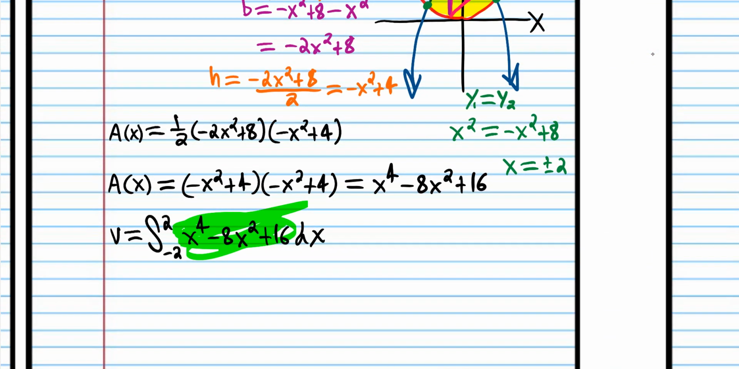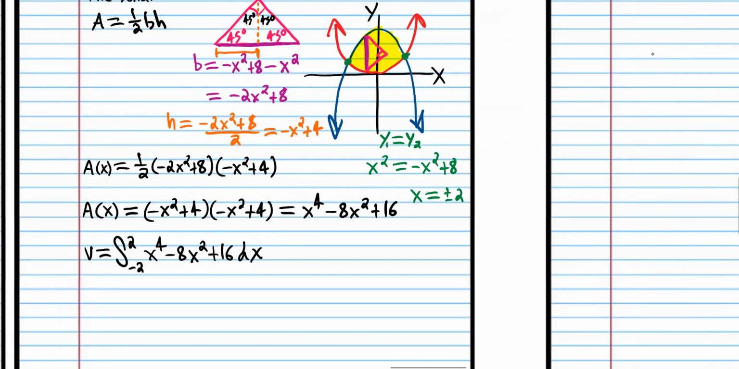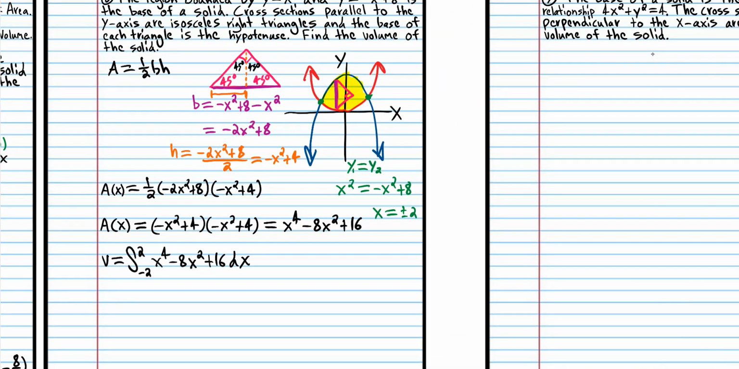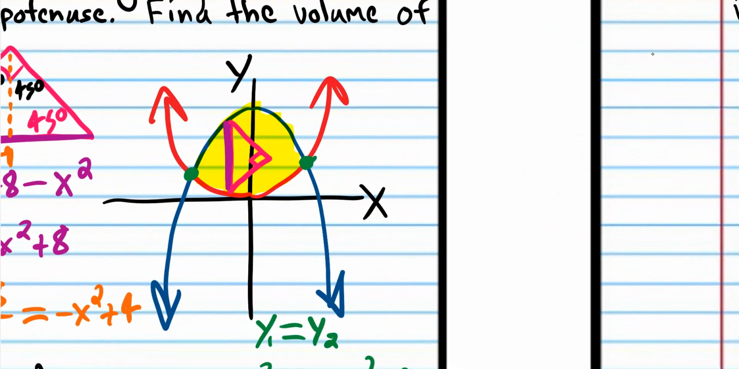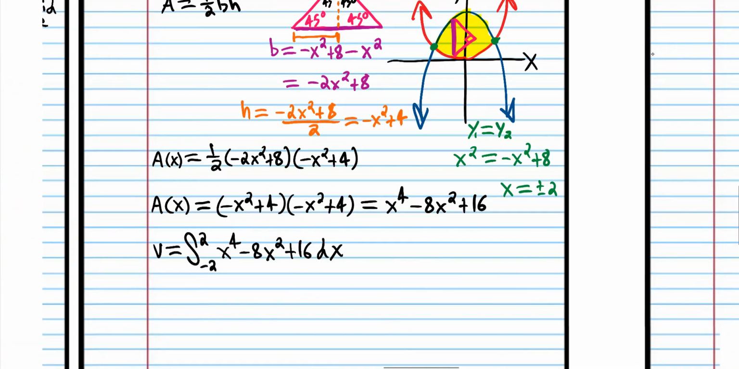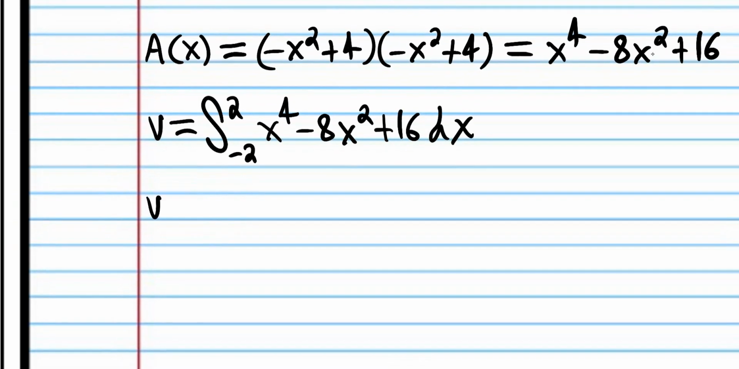Now, there's one thing that I want to show you here that is very useful. You see how we're integrating from negative 2 to 2? But you can see that this yellow region is symmetric. It's symmetric about the y-axis. And so what that means is you can integrate this part here and just multiply by 2. Now, you don't have to do that, but it makes the math a lot easier. So I'm going to integrate from 0 to 2 and multiply by 2.